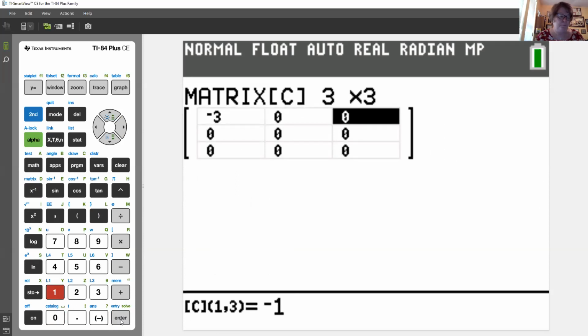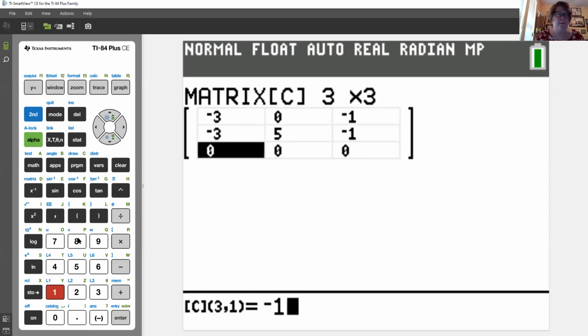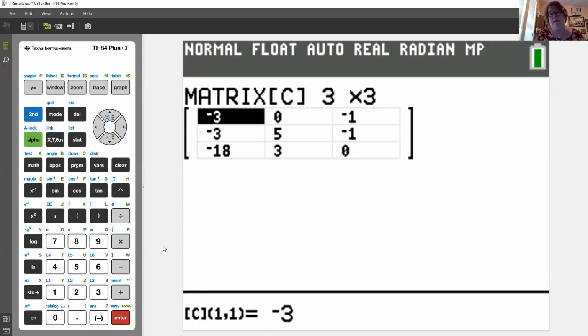-1, -3, 5, -1, -18, 3, and 0. Make sure that I have that in correctly. Just do a quick check, checking my paper. Okay, it looks good. So now I'm going to find the determinant.